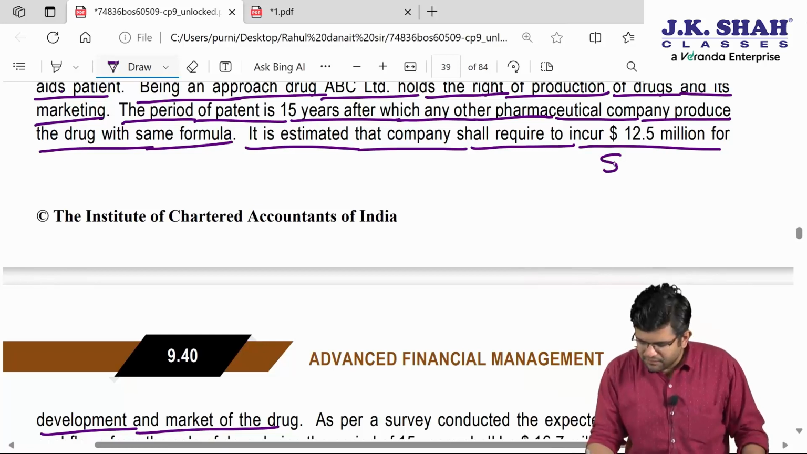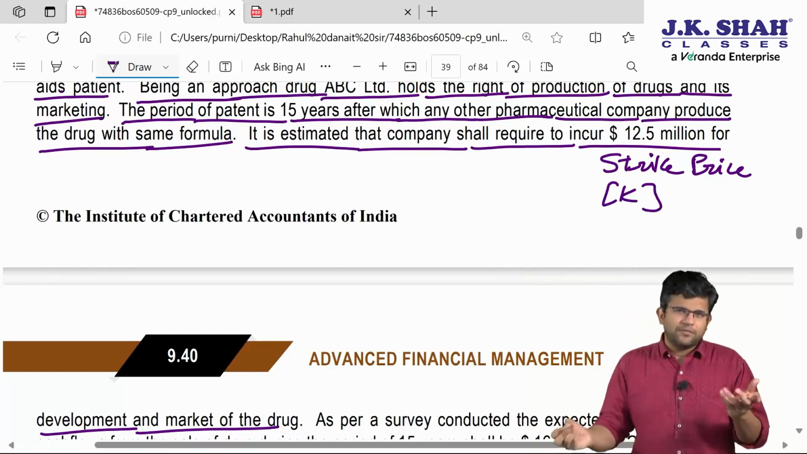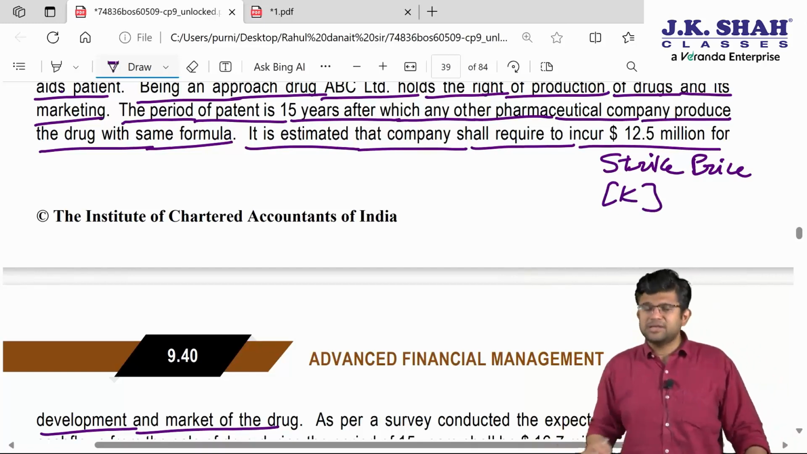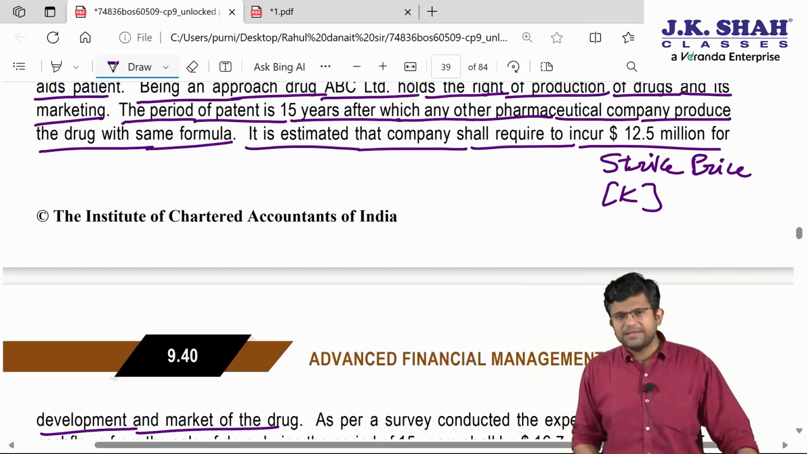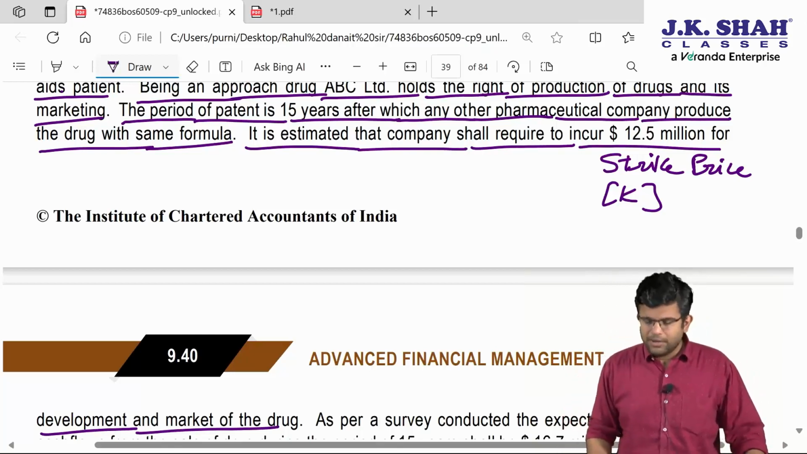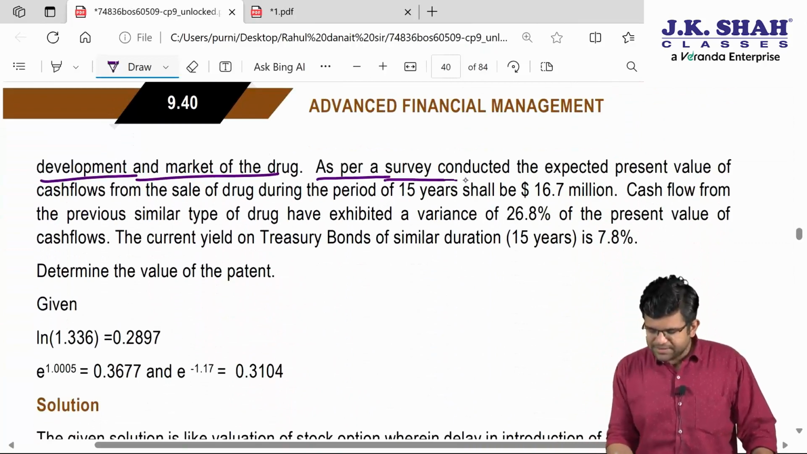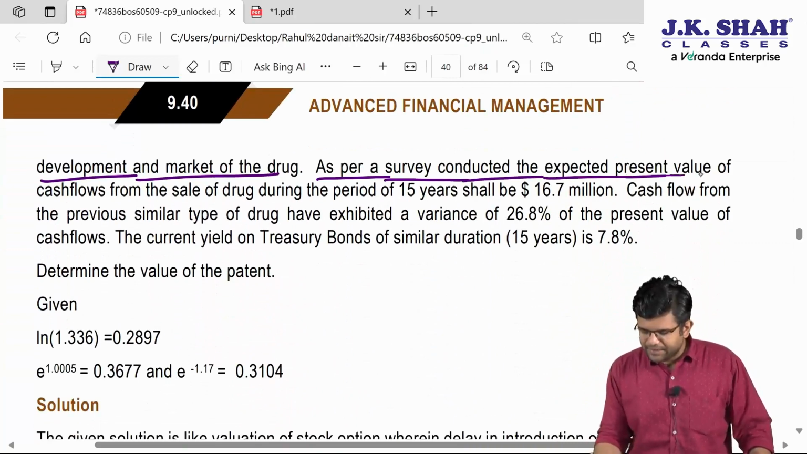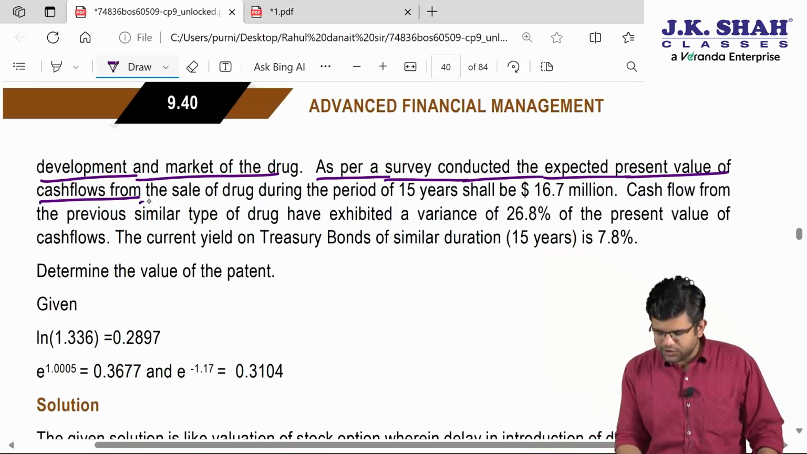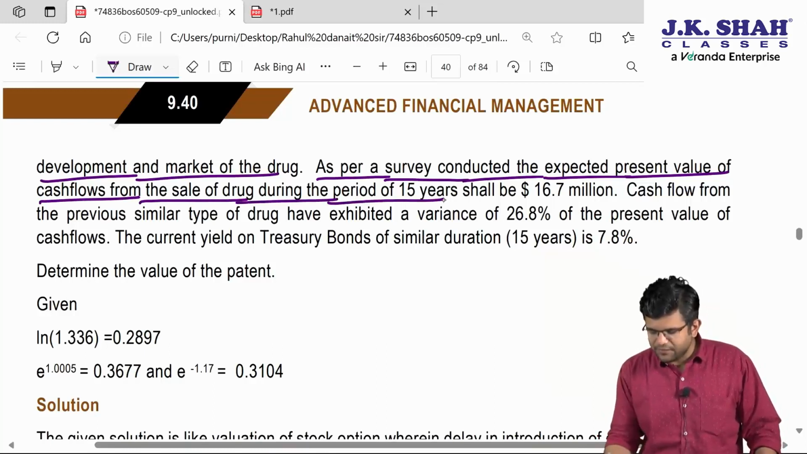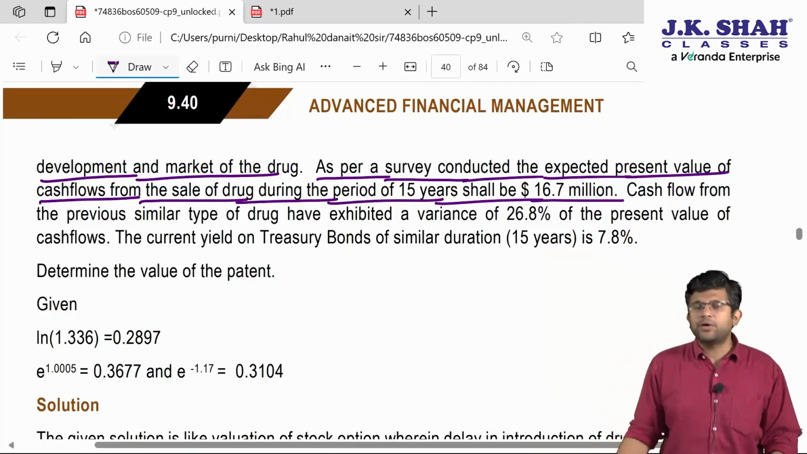This, do you realize, will be considered as the strike rate or the strike price, which I call K. Some of you might have learned it as X, right? This is the strike price. So the strike price is $12.5 million, right? Now, as per a survey conducted, the expected present value of cash flows from the sale of drug during the 15 years shall be 16.7 million.